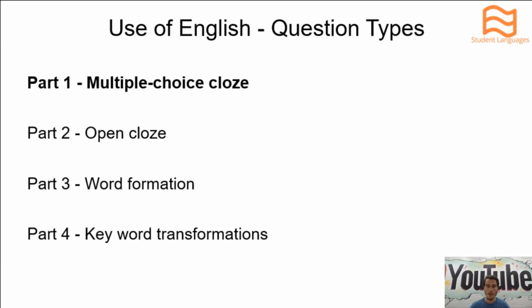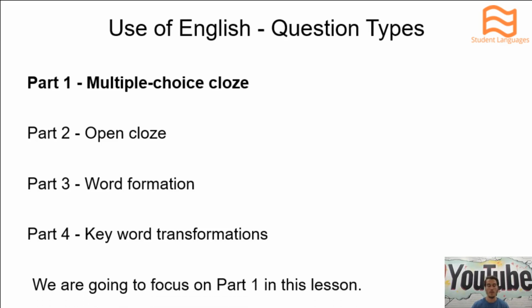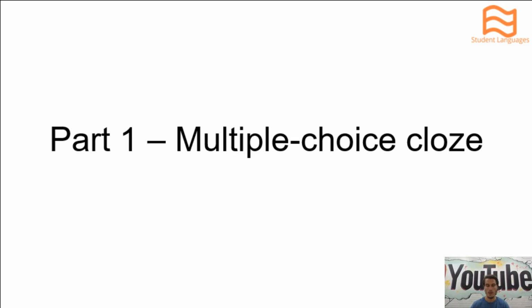So, in the use of English paper, there are 4 different parts: multiple choice close, open close, word formation, and keyword transformations. And in this video lesson, we're going to be focusing on the best tips and technique for part 1 of the use of English paper. So part 1, multiple choice close.